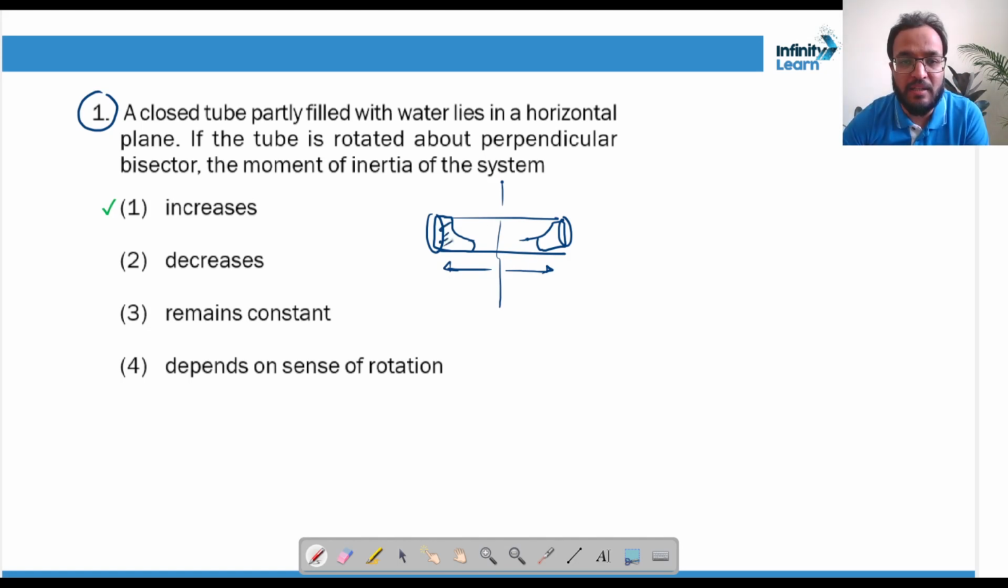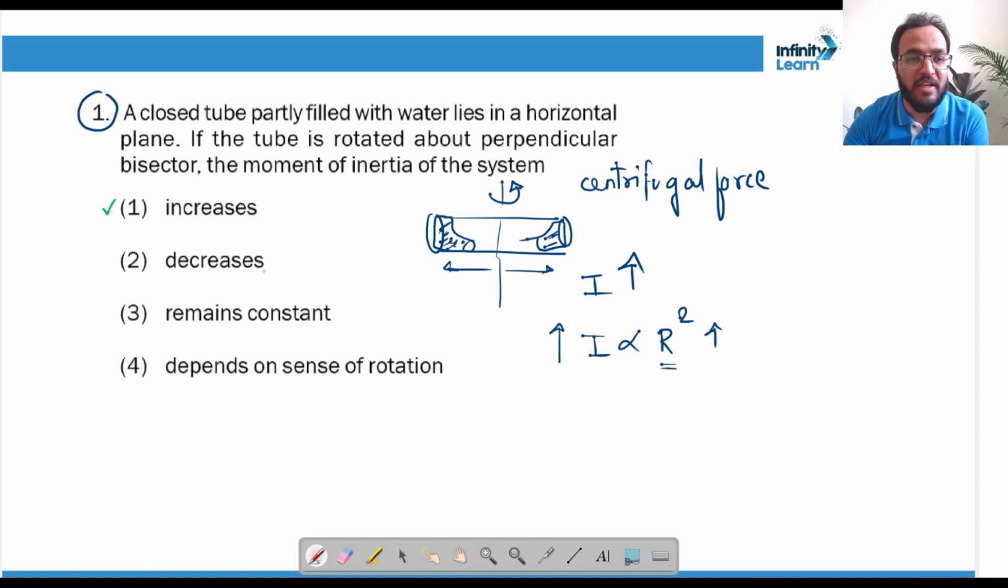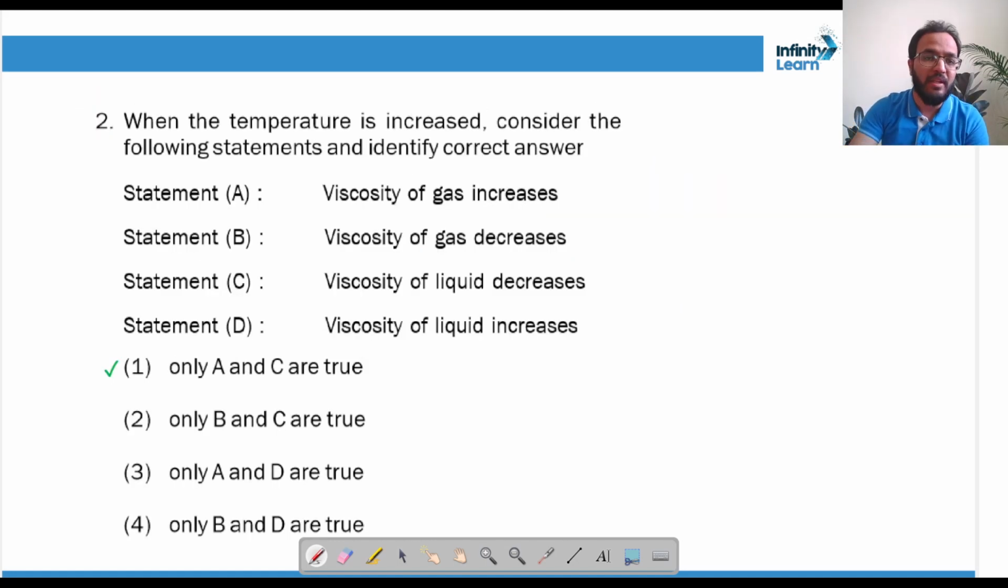And why is the water going to accumulate here? Because of the centrifugal force, this pseudo force experienced by the objects, the water will accumulate at the ends of the rod. And since the mass is going away from the axis, the moment of inertia will increase. Why? Because moment of inertia is directly proportional to r square. So if the distance of the mass from the axis increases, definitely moment of inertia will increase, and the first option is correct, right?